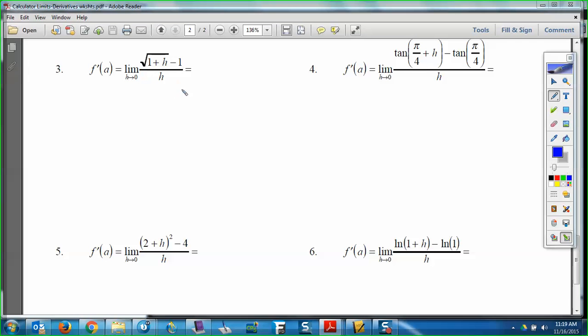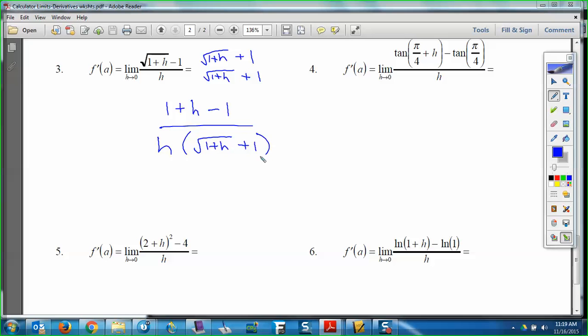What algebra would we do to 3? Conjugate, which would be radical 1 plus h plus 1, times radical 1 plus h plus 1. So if you'd been asked to do it without a calculator, we could have done this. Now that wasn't what you were supposed to do on this worksheet, but just as a matter of review, let's do it. So I FOIL this. This times this is 1 plus h. Outers and inners would disappear. Negative 1 times 1 is negative 1. That's the top.